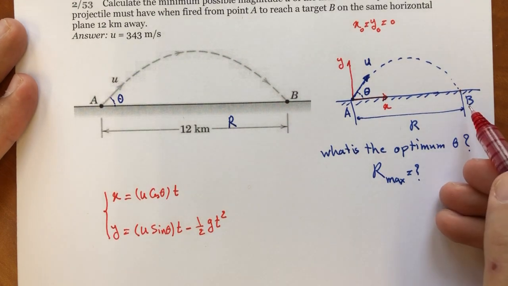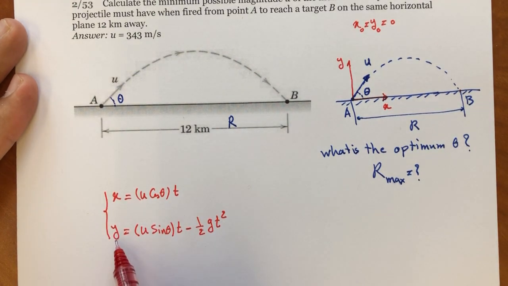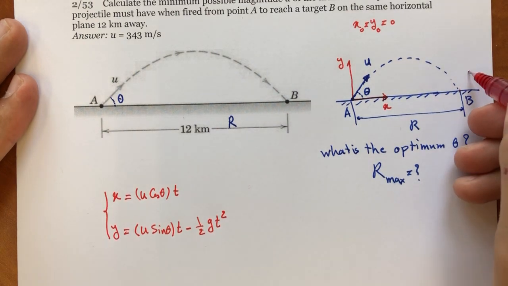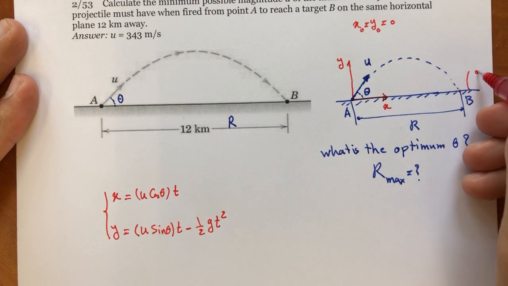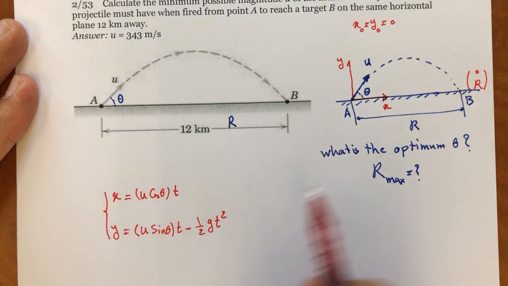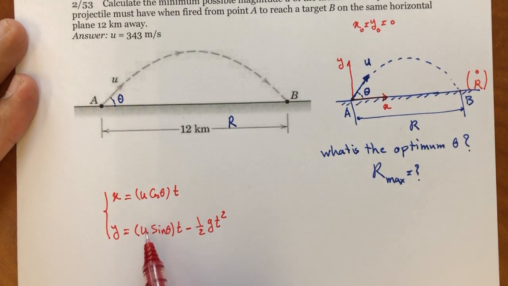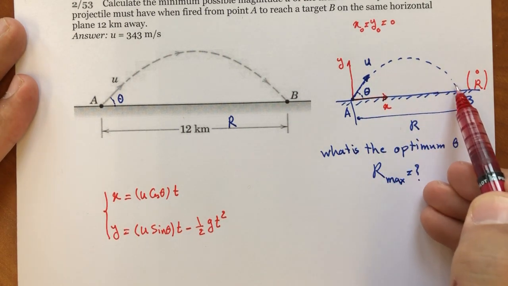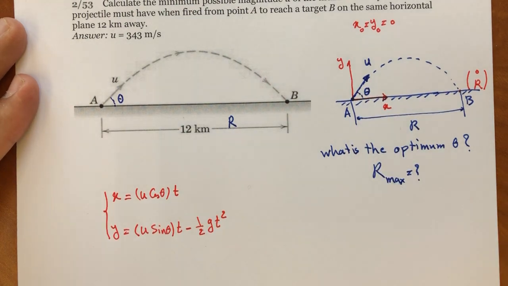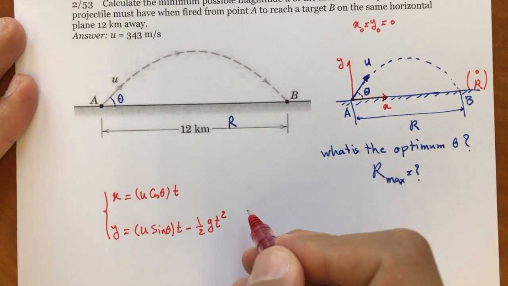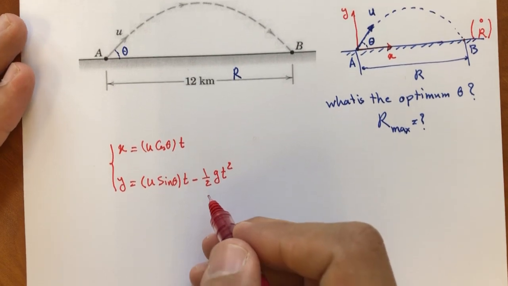At point B, I know x is going to be equal to r and y is going to be equal to 0, because the coordinate of this point is (r, 0). And this point is going to satisfy these two equations, right? Because these two equations are showing this path. So we can rewrite this as this.